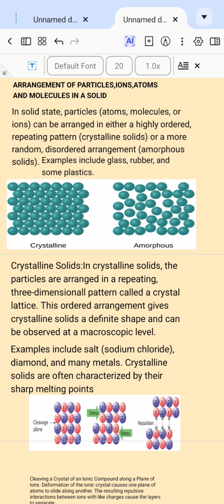The ions of sodium and chlorine in ionic solids form a kind of crystal lattice as a result of the electrostatic attraction between the positive and the negative ions of sodium chloride. This ordered arrangement gives crystalline solids a definite shape and can be observed at a macroscopic level. That is, they can be seen easily.